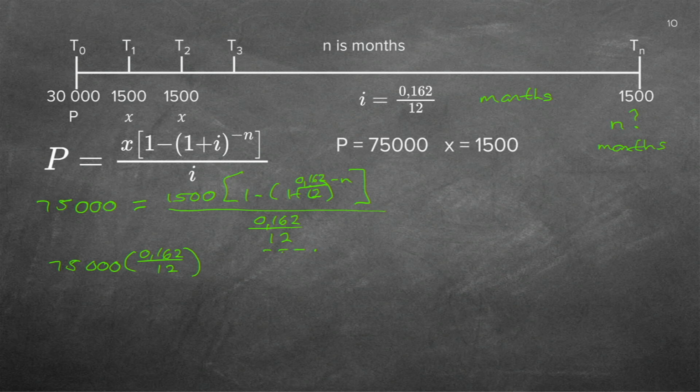Then I want to get rid of that 1,500 in front. So I'm going to, in the same step, do 1,500. Because then I'm left on the right-hand side with 1 minus (1 plus 0.162 over 12) to the power of minus n. Now let's just keep our head straight. Can you see what I did? I got rid of this fraction at the bottom first by multiplying by it. Then I got rid of that 1,500. I need to start furthest away, take away until the n is left. So that was being multiplied, so I needed to divide.